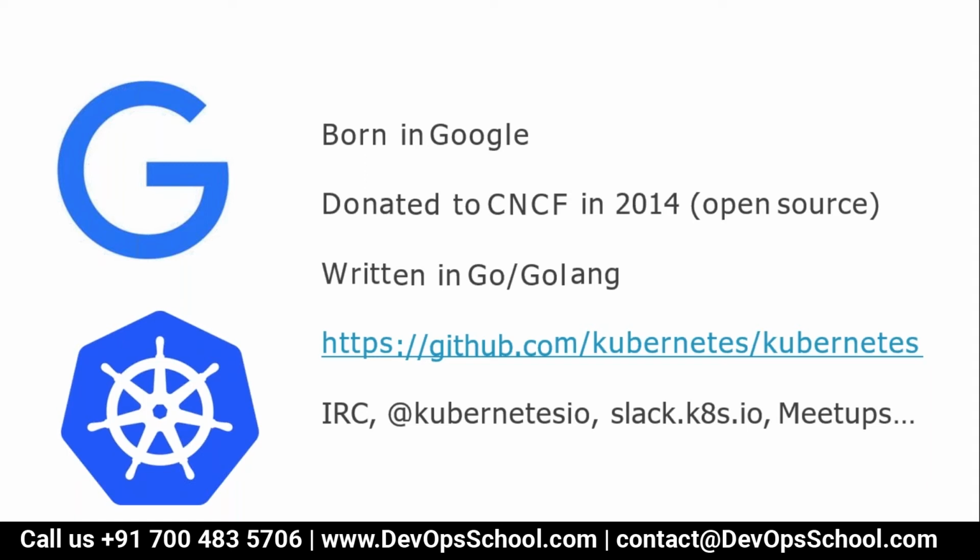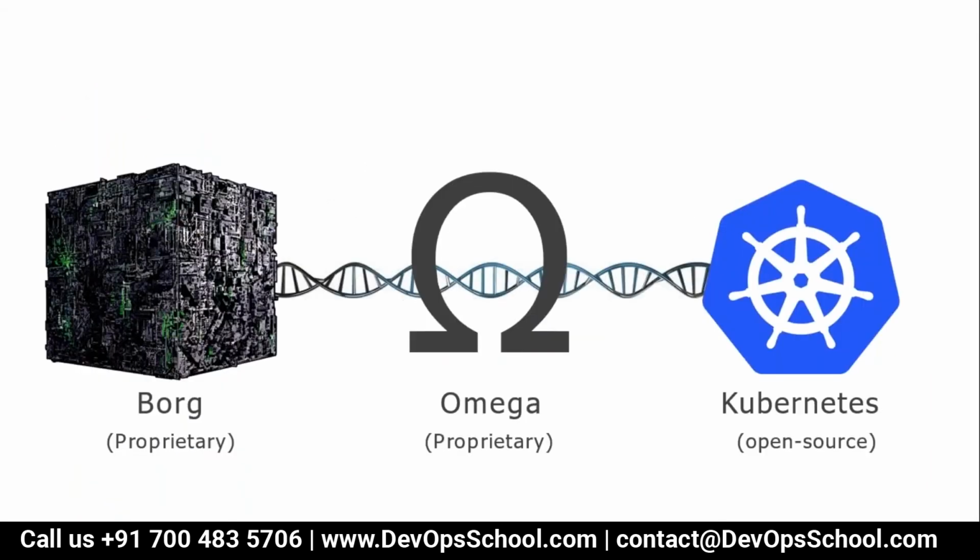This tool is written in Golang by default because it comes from Google, whose language is Golang. You can download the source code from GitHub. Their website is kubernetes.io, and there are Slack channels, Meetup channels and more. So yes, Kubernetes is coming from there.